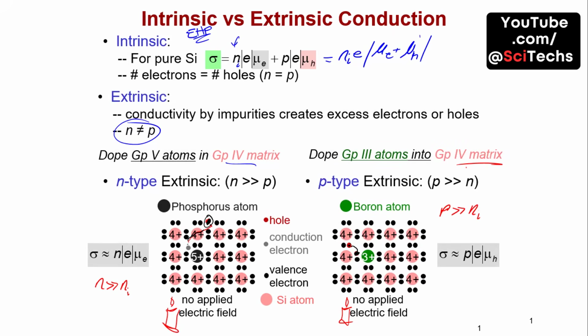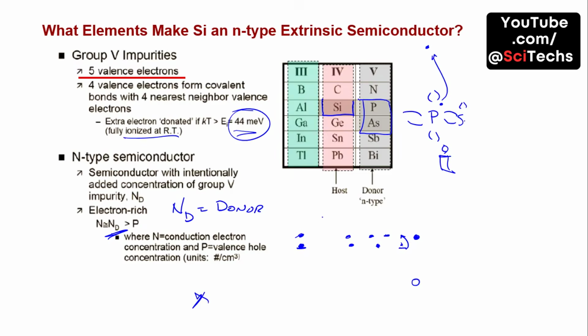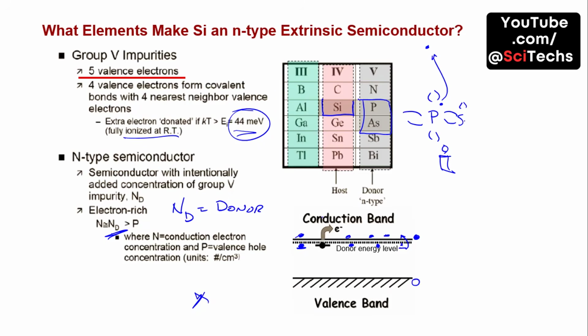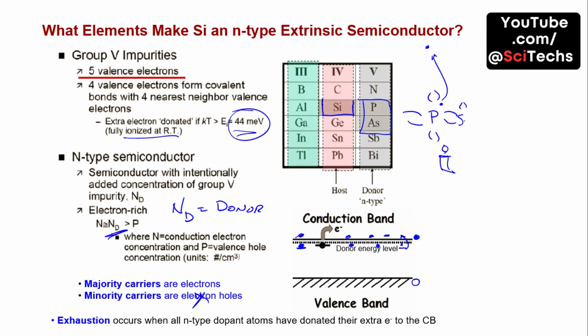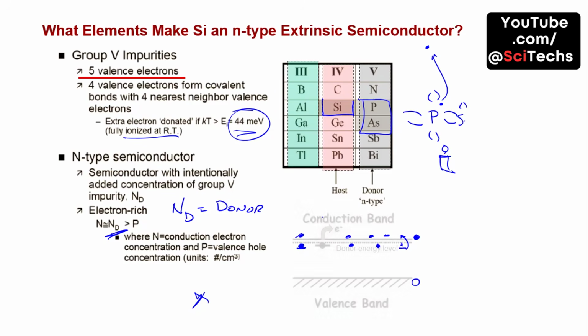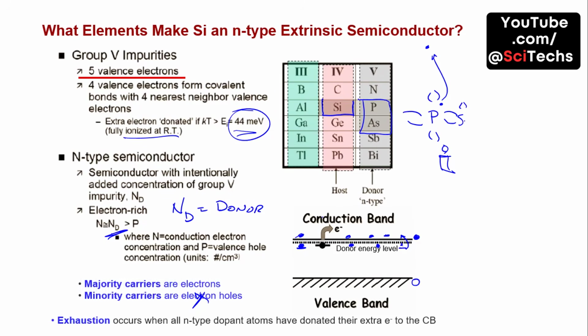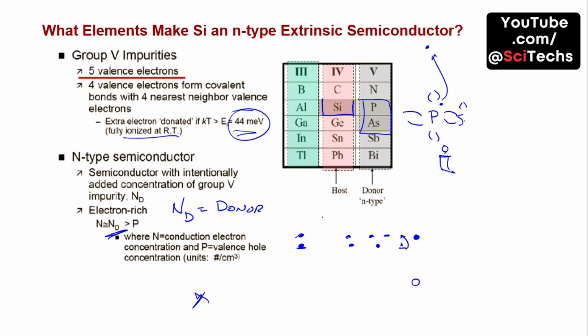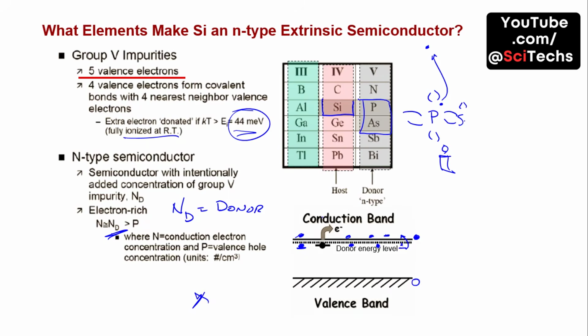Doping with elements like phosphorus or boron creates excess electrons or holes, significantly affecting the material's conductivity. N-type semiconductors are created by doping silicon with group 5 elements, which donate extra electrons. These electrons increase the conductivity by populating the conduction band, making them the majority carriers.